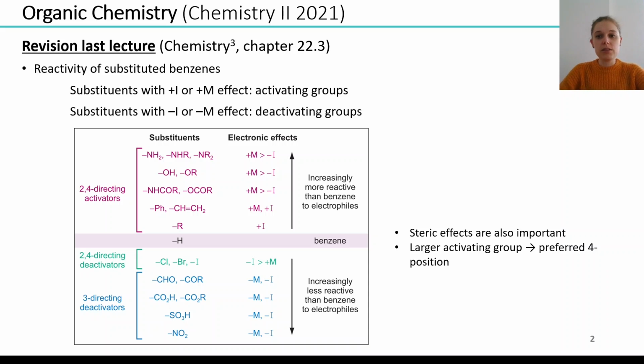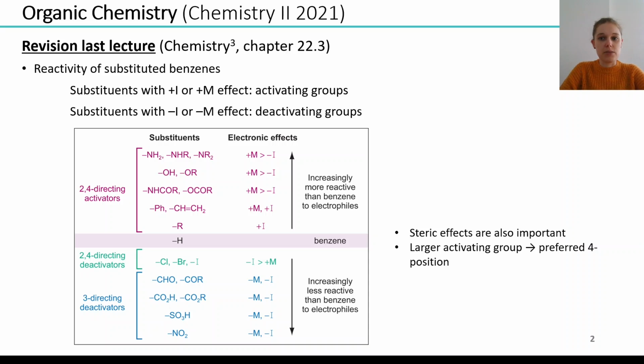Moreover, we learned that activating groups are so-called 2,4 directing activators. And if the activating group is larger, then steric effects become more important. That means for larger substituents, the position 4 on the ring is preferred. Conversely, deactivating groups are so-called 3 directing deactivators. Then we also learned that halogens constitute an exception.